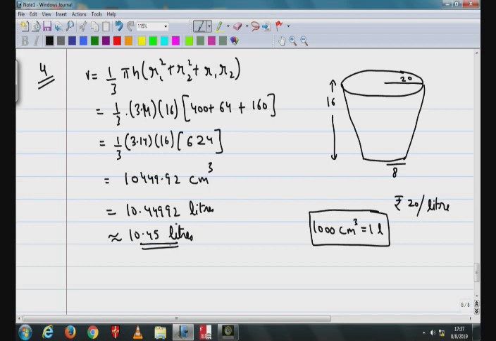Now the cost is, for 1 liter of milk, rupees 20. So cost of milk is 10.45 into 20. That is going to be approximately 209 rupees. Getting it, all of you?